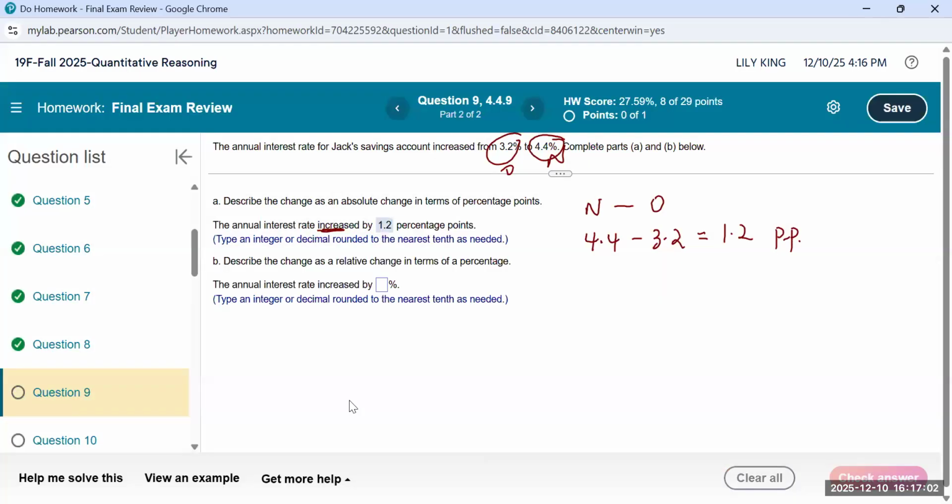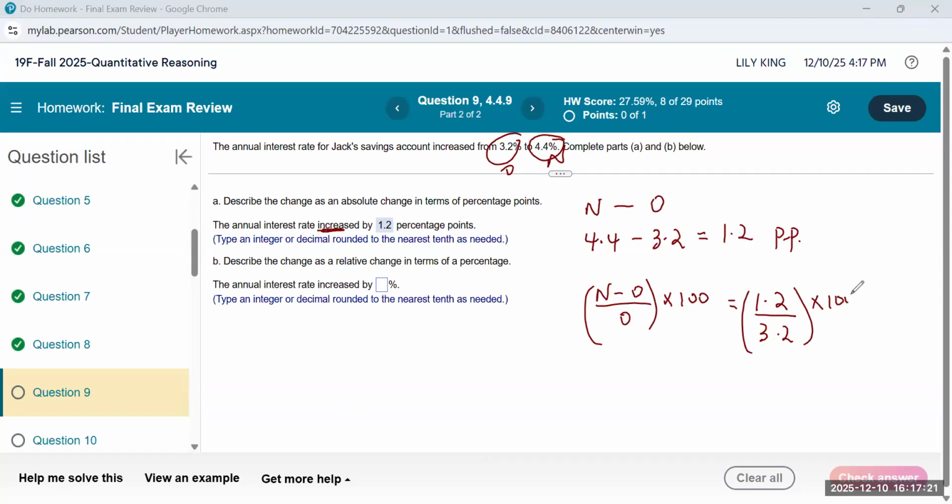Now to find relative change, which is new minus old over old, you always have to express this as a percent. So new minus old is what we already found on part A, which is 1.2. We have our old value to be 3.2, and then you change that to a percent by multiplying by 100. And we have to leave this to the nearest tenth, which is the same as one decimal place. And this is 37.5%.